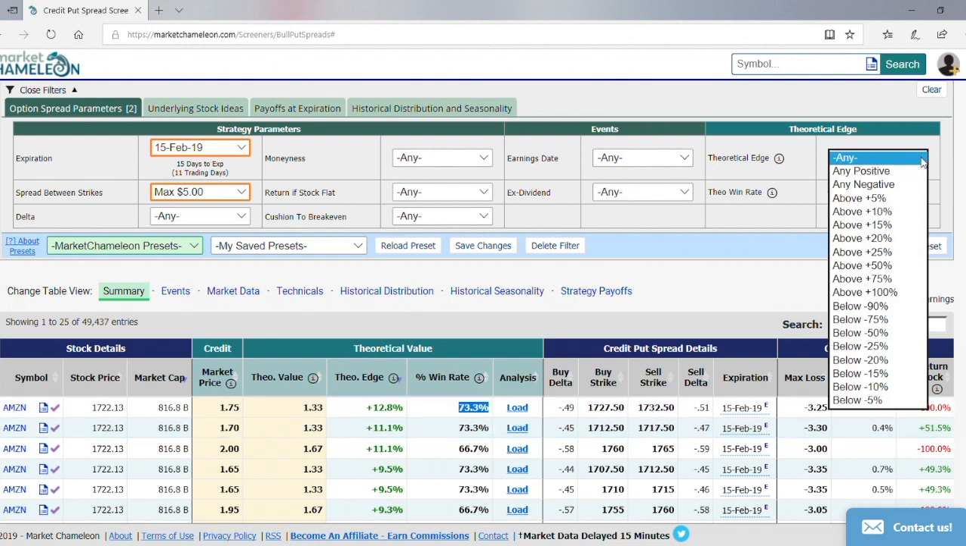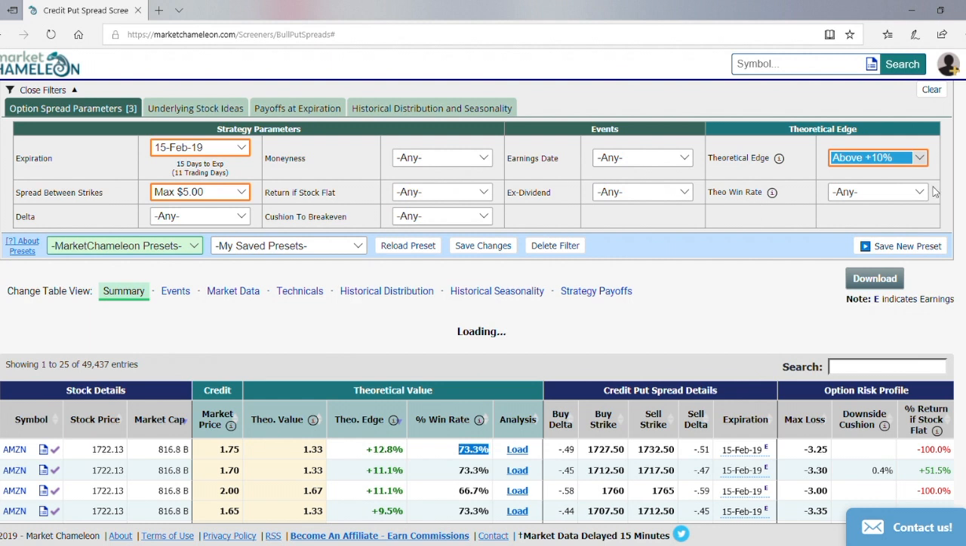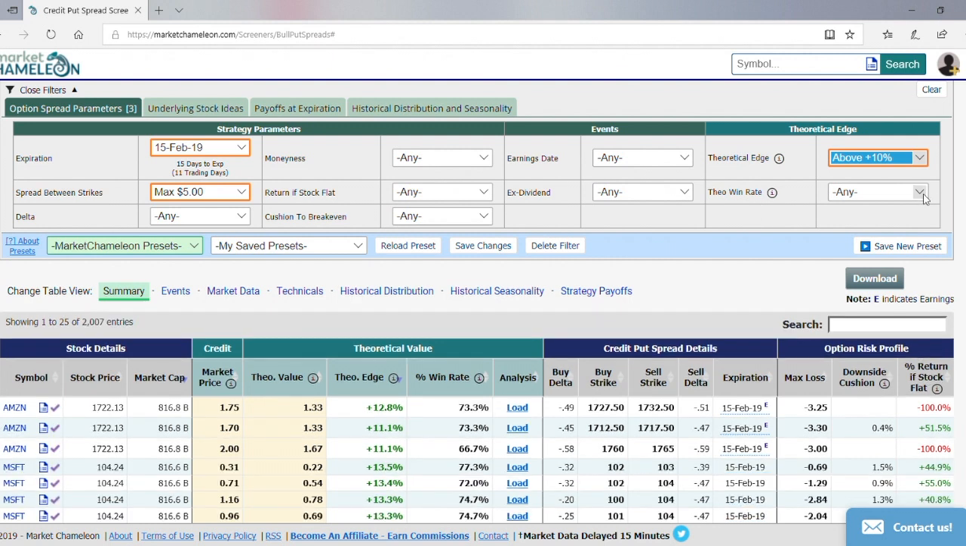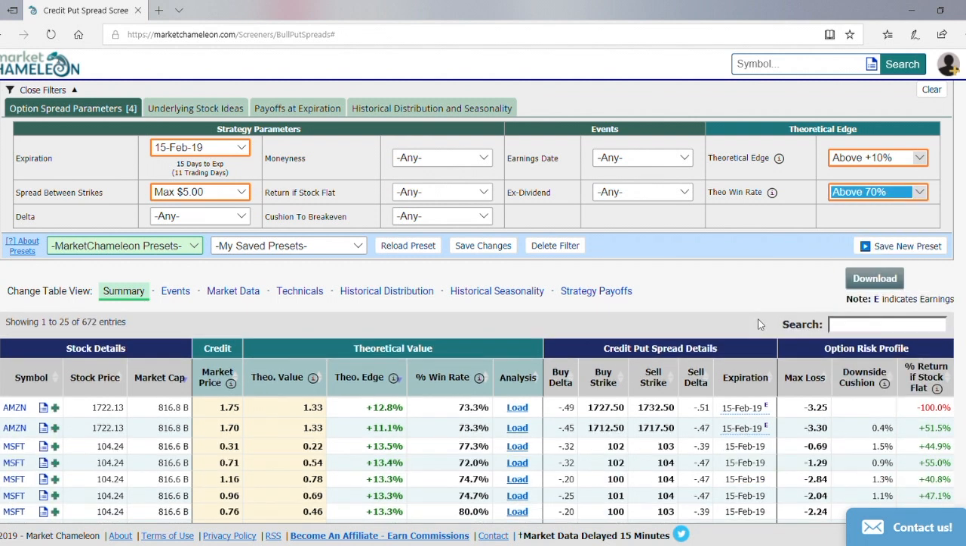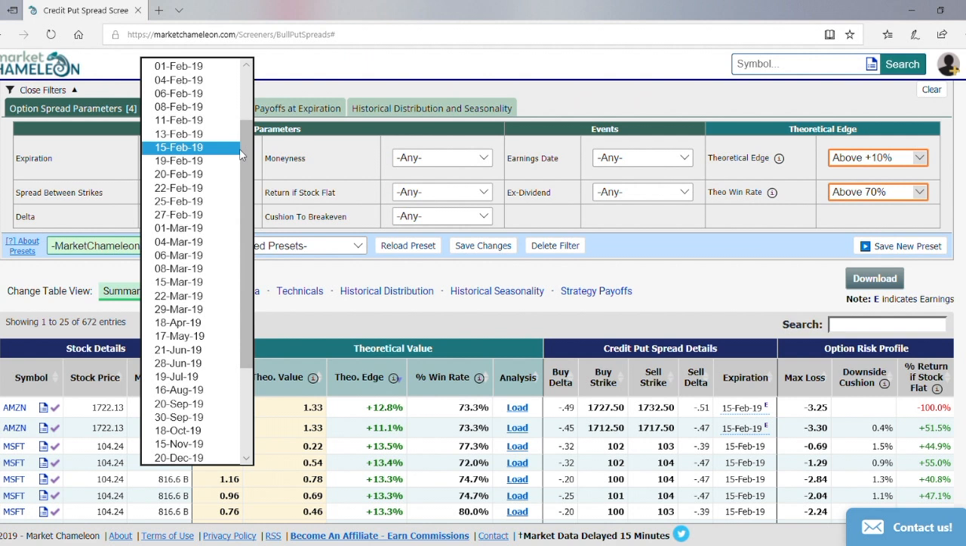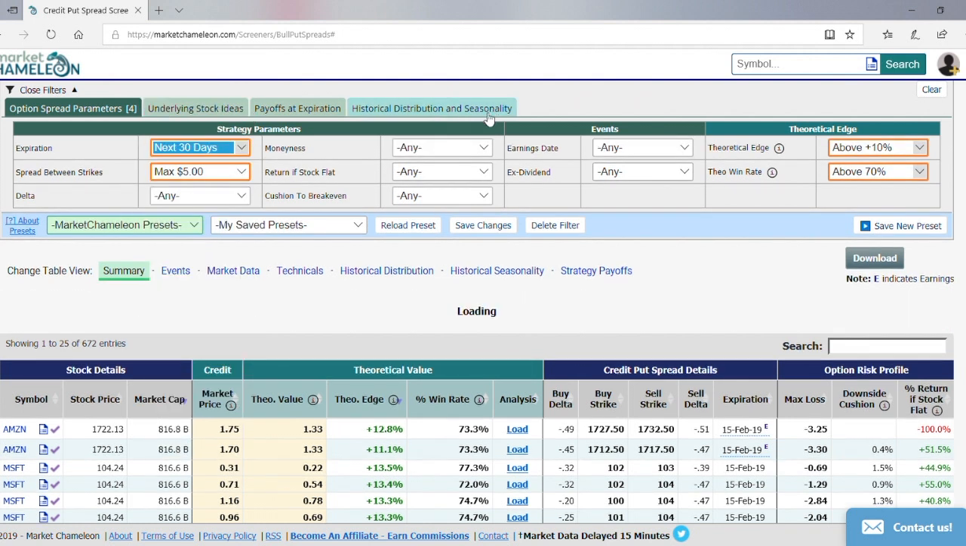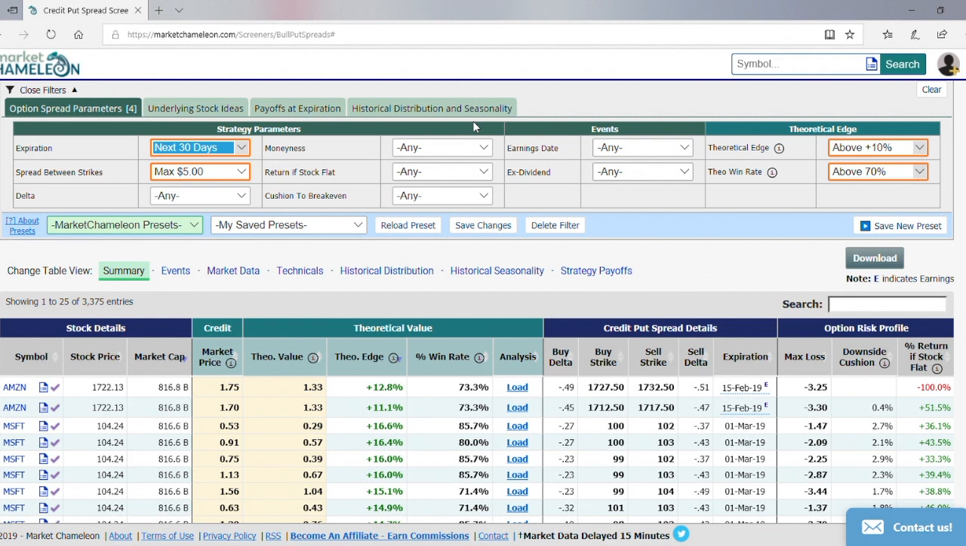I want to look for credit spreads with positive theoretical edge, and I'm going to set it to at least 10% or higher. I also want to look for a theoretical win rate, based on our history, of above 70%. So at least 7 out of 10 times you would win on these or more. The other thing that I'm going to set is the expiration. Right now, by default, it's set to the next monthly, but I want to set it to the next 30 days. So this will look for any expiration as long as it's expiring within the next 30 days.